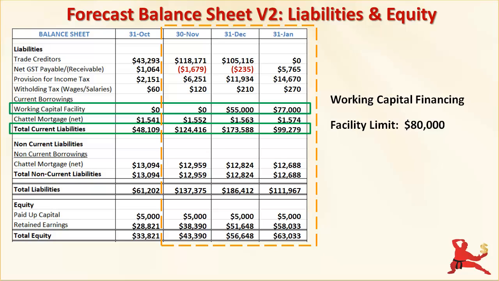Although we are assuming we have an $80,000 financing facility approved by our bank, we expect to only owe $55,000 under this facility at the end of December. We expect that the amount owing will increase to $77,000 by the end of January. So we'll still be within the facility limit with a little bit of room for error.